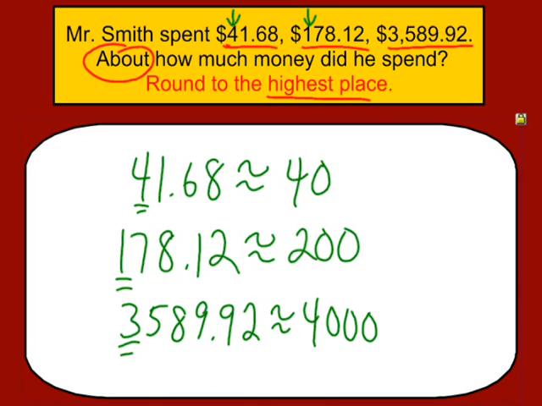And if you added all those up, it'd be $4,240. So Mr. Smith spent approximately $4,240. Now, when we do this, it's sometimes not the best estimate, but it gives us all a common answer so that we're not spending the whole class period debating on whose estimation was the best.